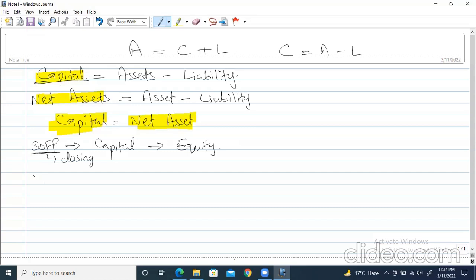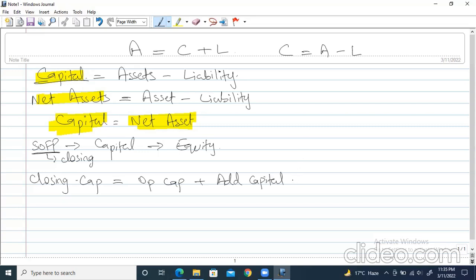So here I'm writing a formula. This is for closing capital, because this is the figure that will go in the financial position, right? So this is the formula that I'm writing. Closing capital is equal to opening capital, right? Plus additional capital, any capital that we invest further within the year, right?